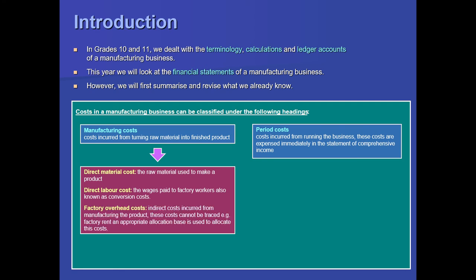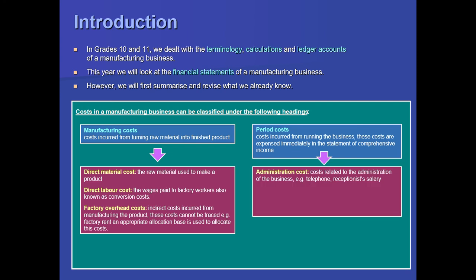And then we've got factory overheads. Under factory overheads, we've got indirect costs incurred from manufacturing the product. These costs cannot be traced directly, e.g. factory rent, and an appropriate allocation basis is used to allocate these costs. Okay, at varsity we'll learn more about absorption costing and ABC, and so on. But in grade 12 and grade 11, you'll be given percentages or ratios that will allow you to calculate how much will go to the factory, how much will go to period cost, and so on. I will actually deal more with everything as we go.